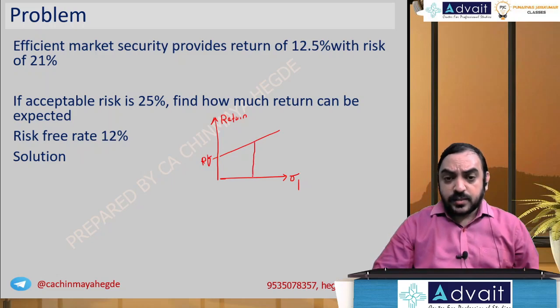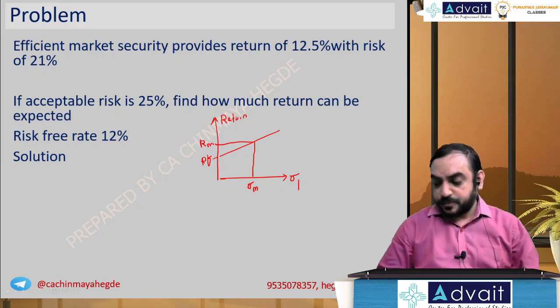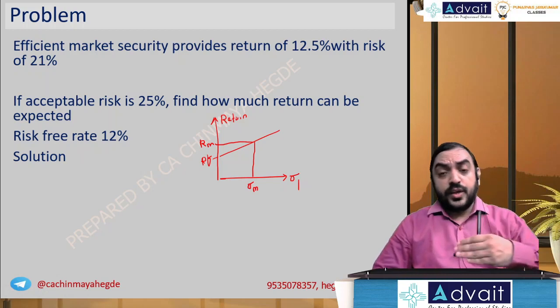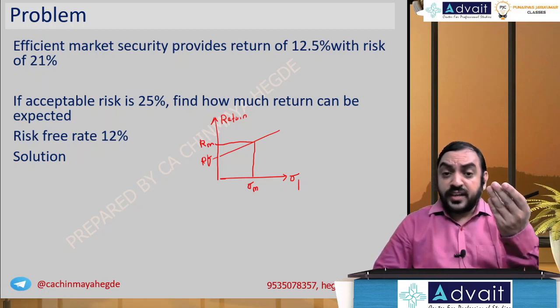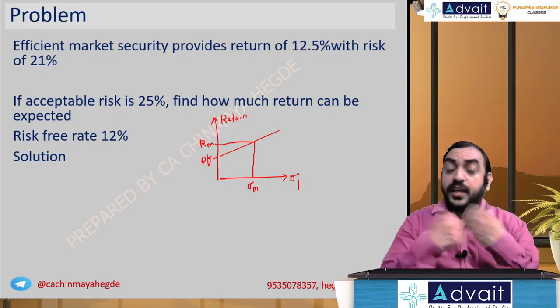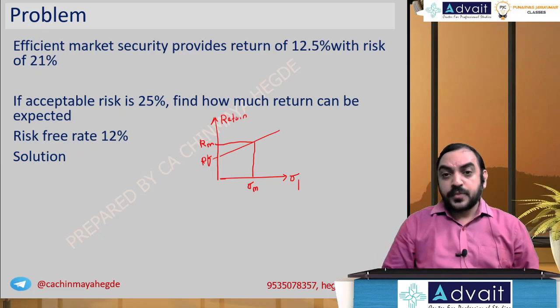And at market risk, how do we represent market risk? Market risk is sigma m. At market risk, you will get the market return, that is Rm. But if you take more risk than the market, you get more return than the market. If you take less risk than the market, you get less return than the market. And if you don't take any risk, you should still get a return, that is the risk-free security return. That's what the capital market line told.